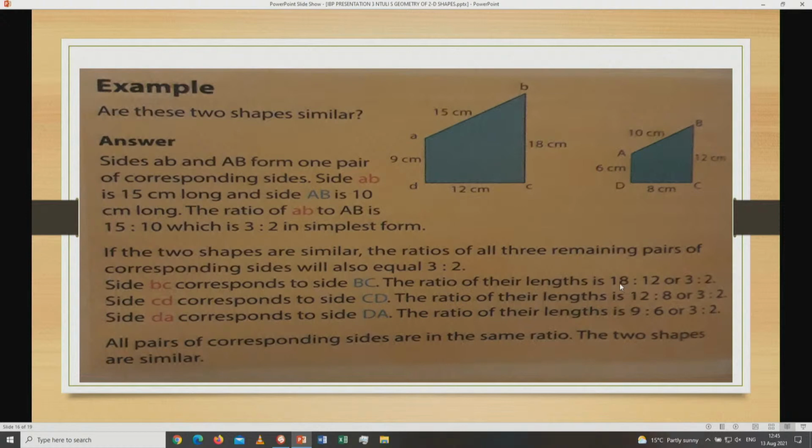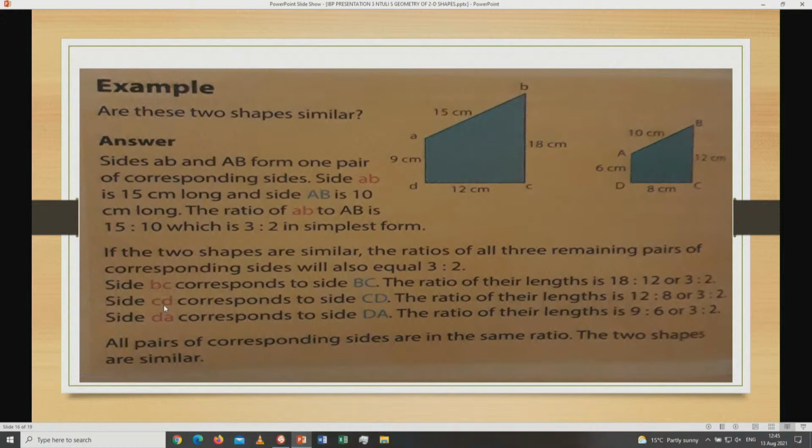How do they simplify the ratio? By finding a number that can go into 18 and also go into 12. Let me repeat. A number that can go into 18 without leaving any remainder must also be able to go into 12 without leaving any remainder. So that number that they could find there was 6. 6 goes into 18 3 times. 6 could go into 12 2 times. So the ratio is 3:2, which was the same as the first pair.